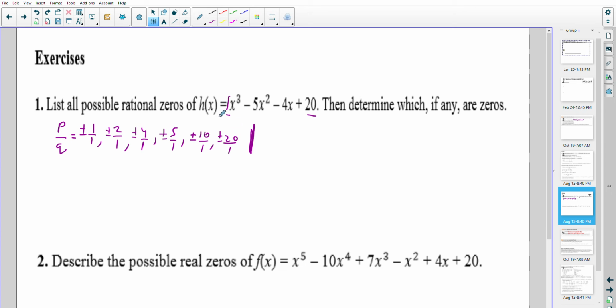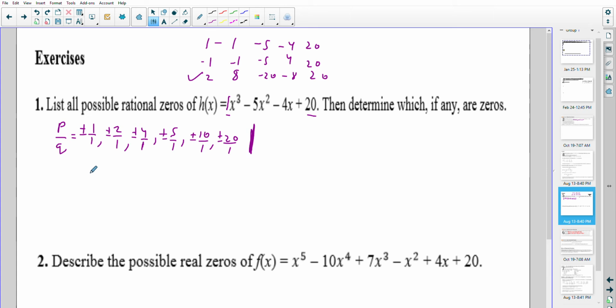So if I first start with 1, I'm just going to do a little shortcut up here. It's going to be 1 minus 5 minus 4 and 20. That does not work. If I use a negative 1, it's going to be negative 1, negative 5, 4, and 20. That does not work. Jumping to 2, 8 minus 20 minus 8 plus 20. That's going to be my first factor.